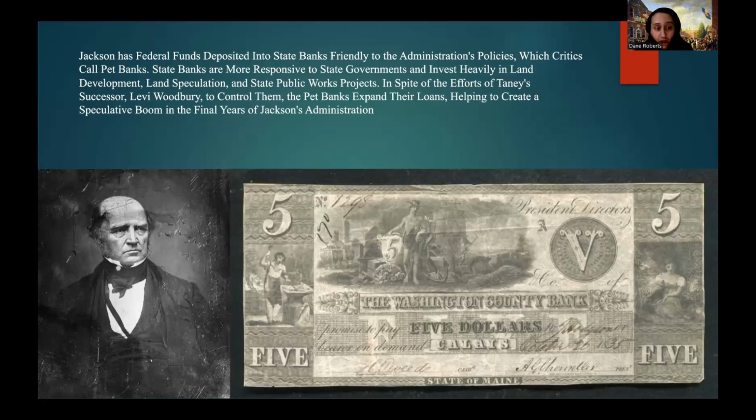Jackson, after signing the bill against the National Bank, would have federal funds deposited in state banks friendly to the administration's policies, which critics called pet banks. State banks were more responsive to state governments and invested heavily in land development, land speculation, and state public work projects. In spite of the efforts of Taney's successor, Levi Woodbury, to control them, the pet banks expanded their loans, helping create a speculative boom in the final years of Jackson's administration.